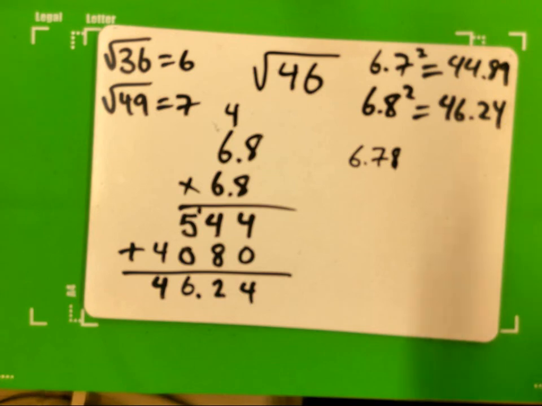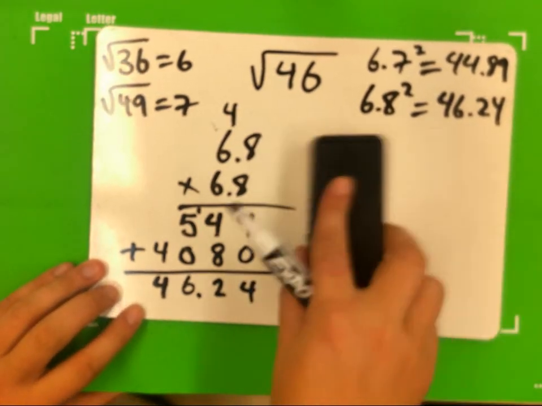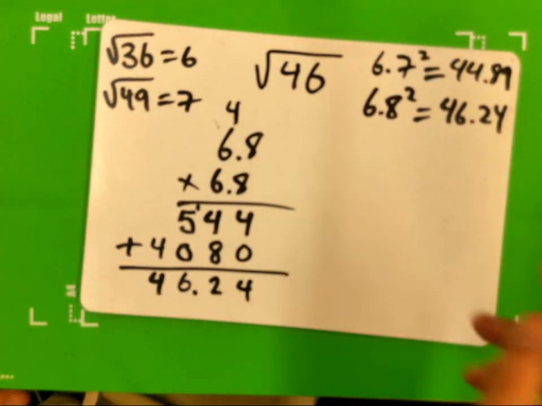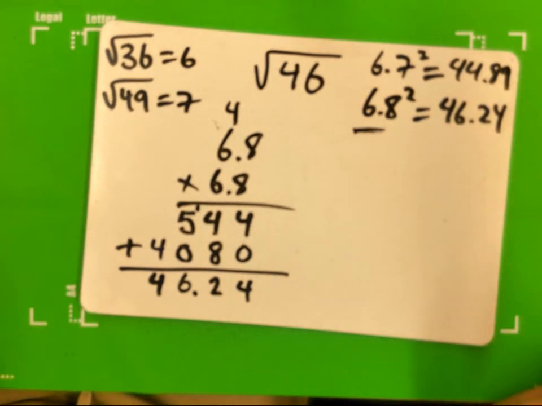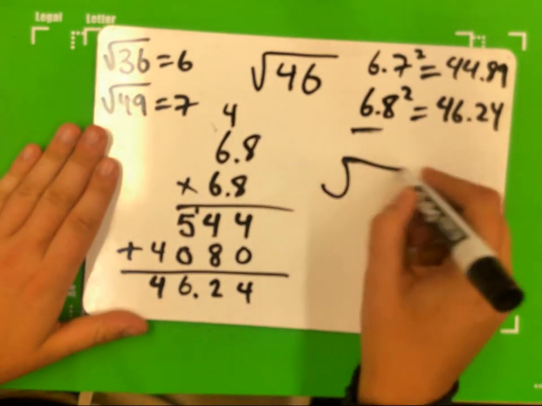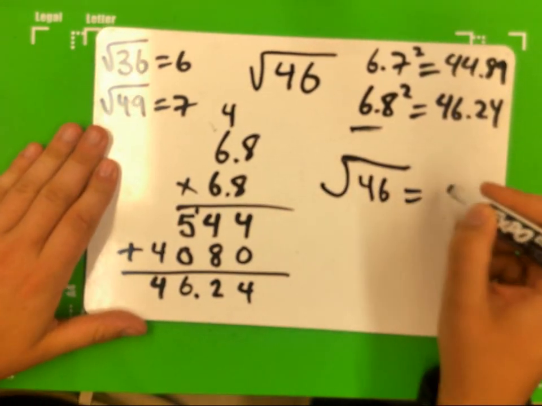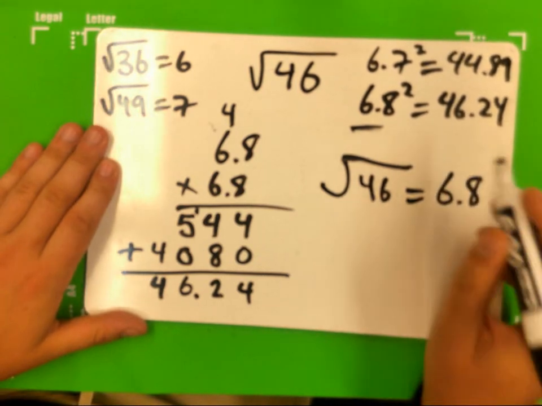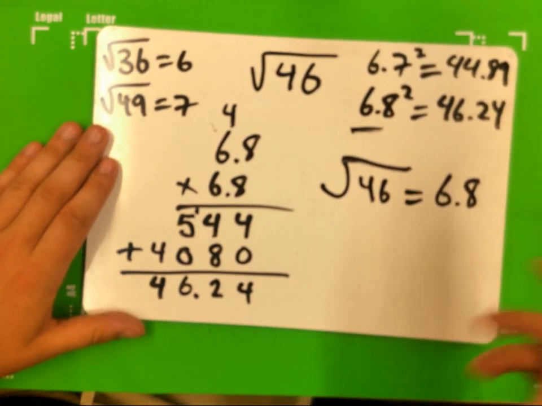But, like I said, for this one, we're just going to stick to one decimal place, and in that case, your correct answer would be 6.8. So, writing it down, we would say the square root of 46 equals 6.8.